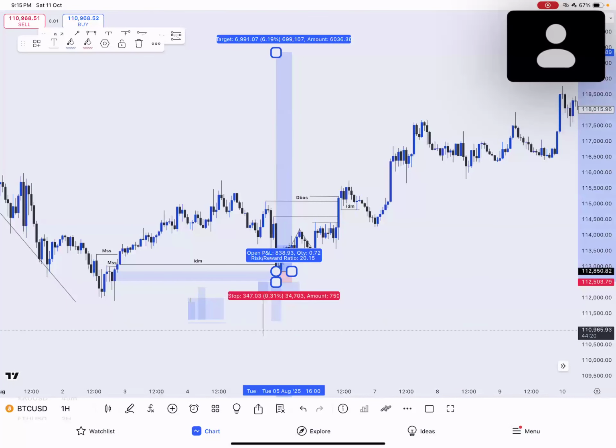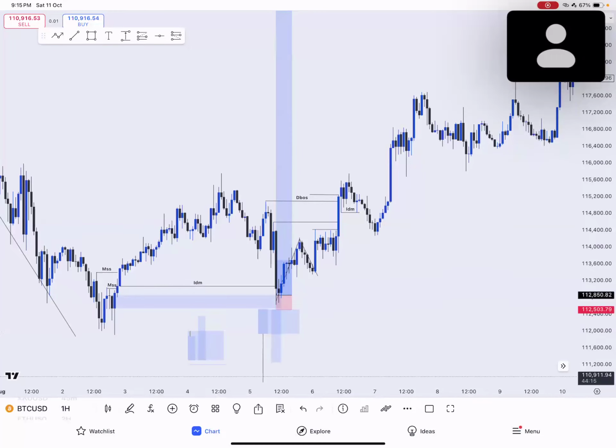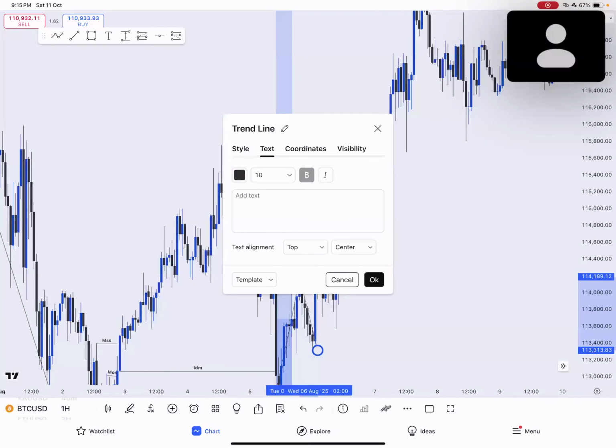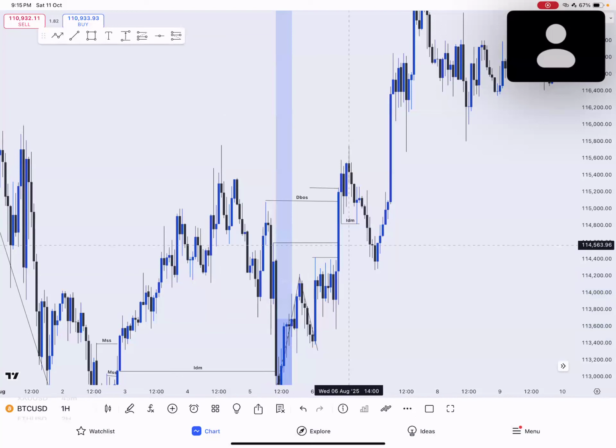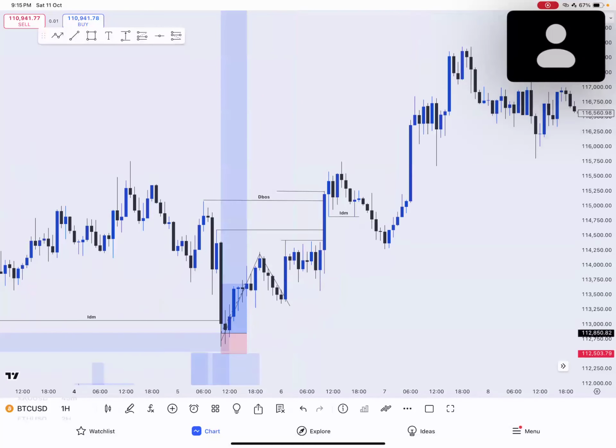Now let's assume you missed this trade. You are not on the chart when this happened, but you already know the market is bullish and is already buying, so you're looking for more entries. That now comes to continuations. The moment price came here and took this high out, and then this high, we got a double break of structure.